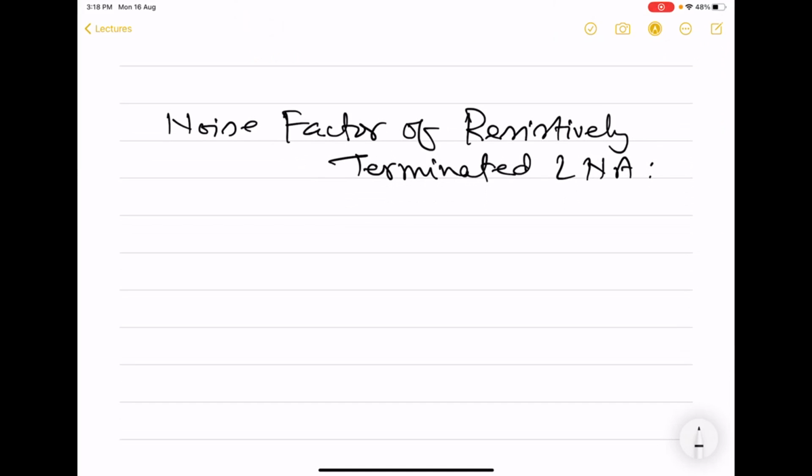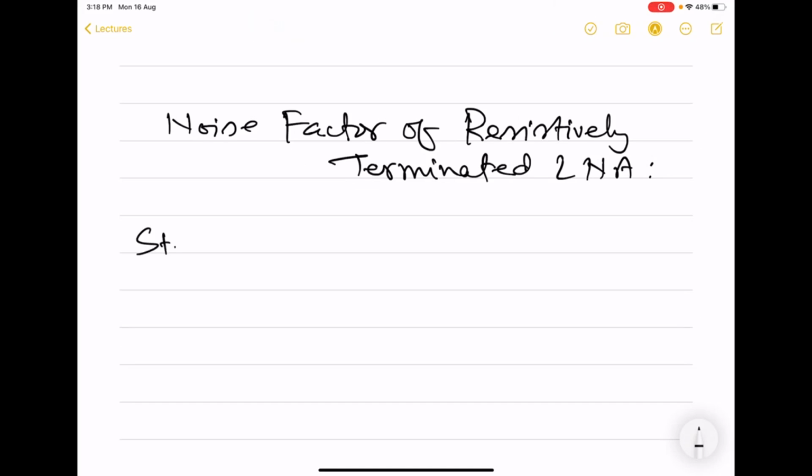For finding out the noise factor, we have to replace each of the components in the previous circuit, the LNA, by its equivalent noise model, the thermal noise model, and then apply the formula for the noise factor. So here we will follow all those steps that we pointed out.